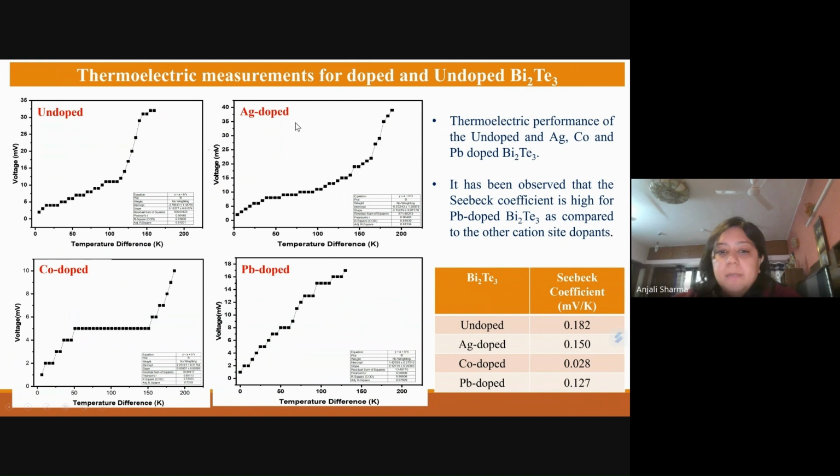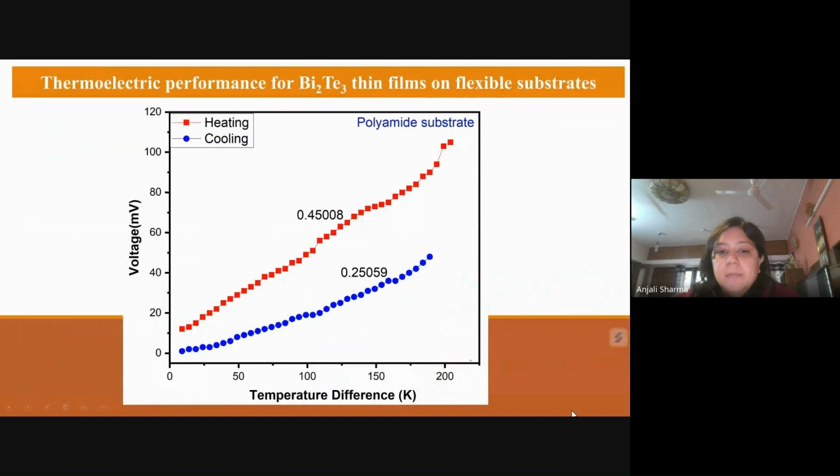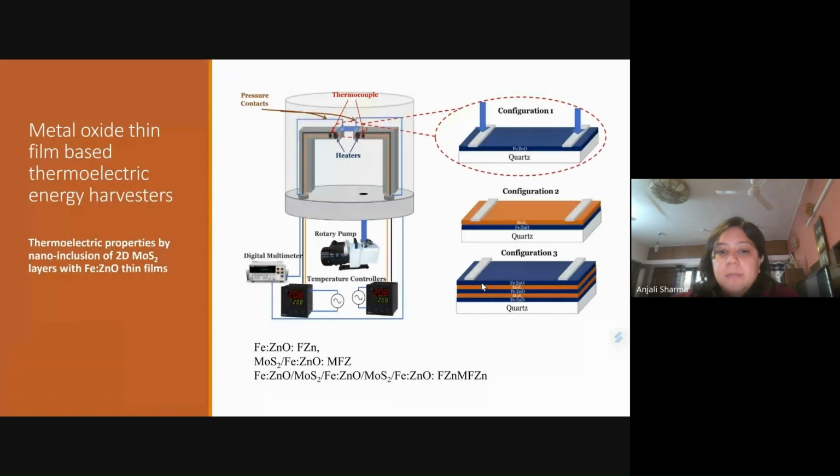So we have incorporated silver, cobalt, and lead, and the values of the Seebeck coefficient were not found to be very impressive in this case. So we further fabricated bismuth telluride thin film on flexible substrates like polyimide, and we found that the voltage generated on the polyimide surface is around 100 millivolts. So the substrate is also playing a key role in creating the temperature difference and the voltage generated.